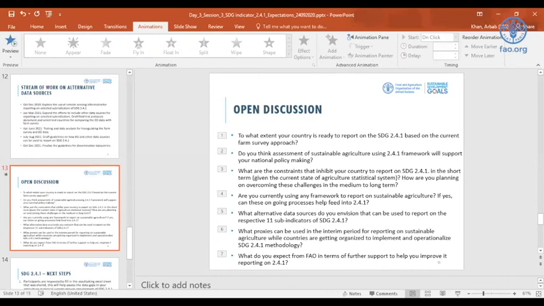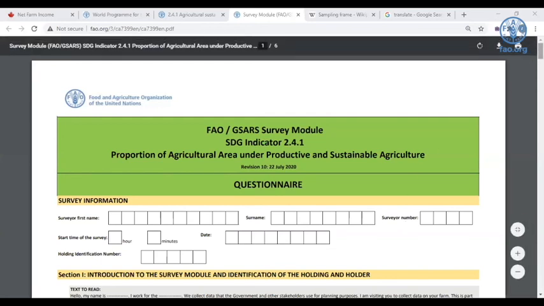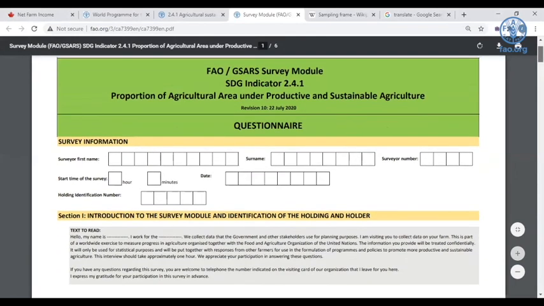Stefania, before I forget, this is very important. So yesterday I went through the, okay. So this is the survey module that we have created for SDG 2.4.1. And it is created both as an independent survey, as well as questions from here can be integrated in your current agriculture surveys. So this tool, which has been translated into Spanish as well, has all the required information that you need to be able to report on 2.4.1.